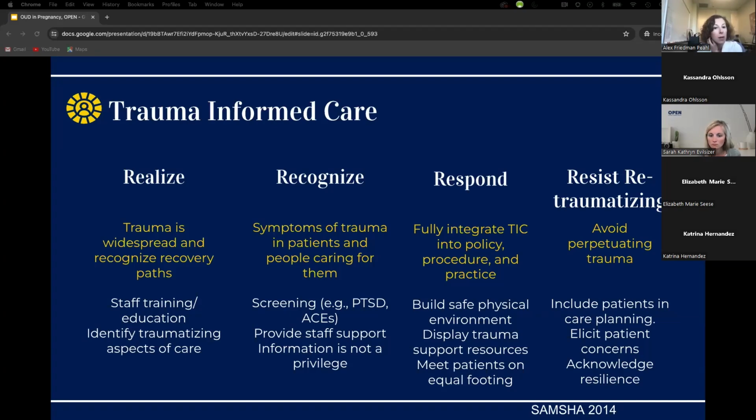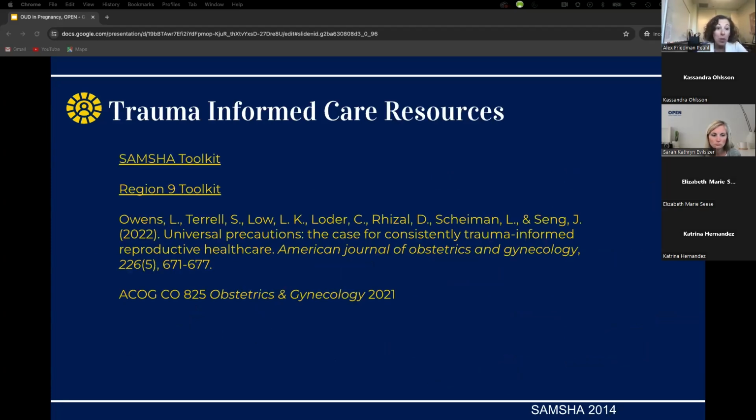And finally, resisting re-traumatizing, really including patients in their own care planning, asking them to partner with us to identify what may be concerning or re-traumatizing for them, and also celebrating their resilience. Trauma-informed care could be a talk in and of itself. Here are a few resources that I really like to use in helping to shape a trauma-informed approach to care. And the Region 9 Perinatal Quality Collaborative has some amazing trainings available locally here in the Southeast Michigan area.